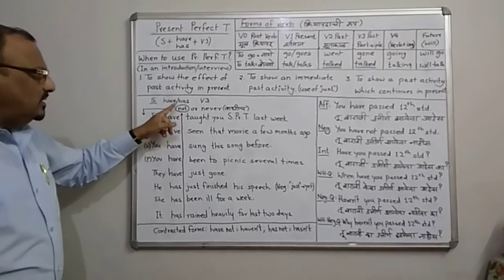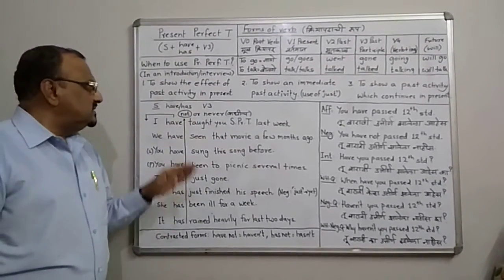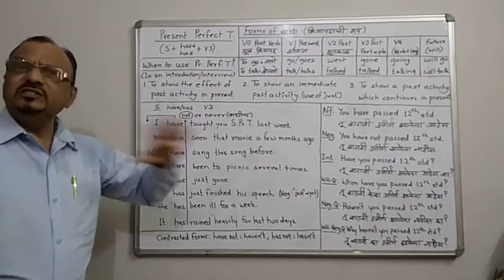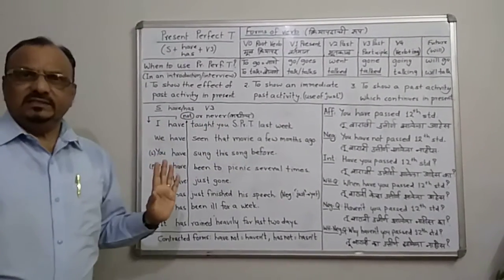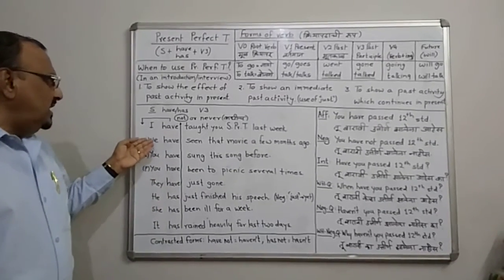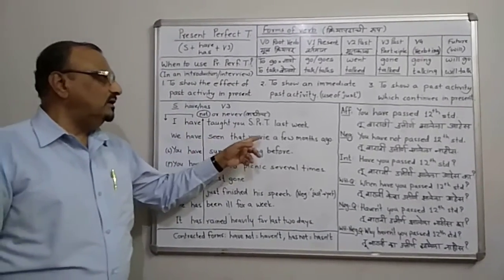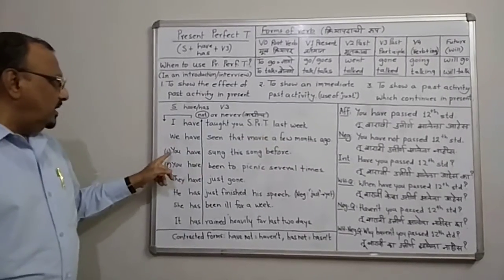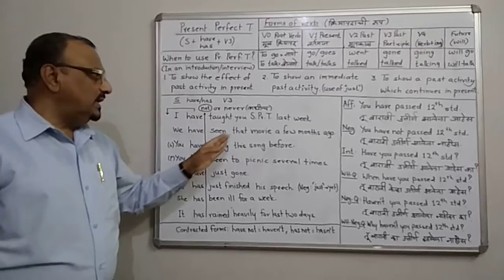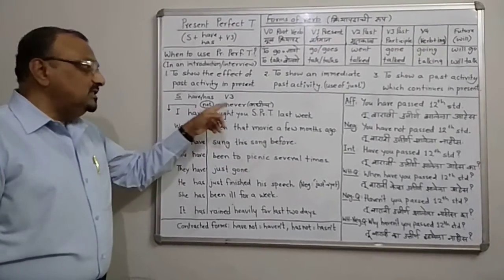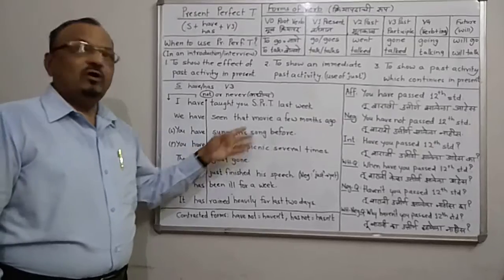I have not taught you simple present tense last week. Sometimes we can use never, म्हणजे मी कधीच शिकवलेलं नाही. I have never taught you simple present tense. Okay, we have seen that movie or we have not seen that movie a few months ago. पुढे, you have not sung this song before. तू हे गाणं पूर्वी म्हटलेलं नाहीस किंवा कधीच म्हटलेलं नाहीस तर कसं म्हणणार? You have never sung this song before.